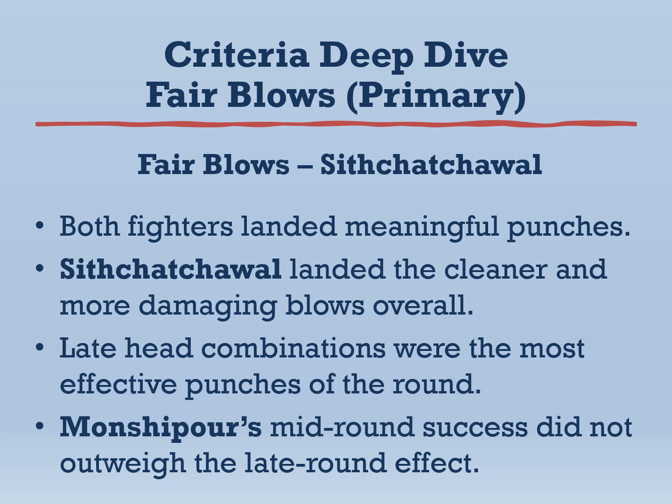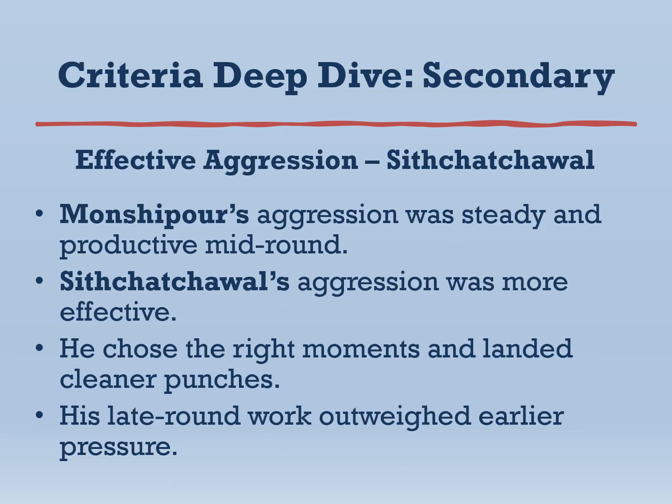Monshipour's aggression is steady and productive for part of the round, especially during the mid-round stretch. But Sithchatchawal's aggression is more effective. He fires at the right moments, lands cleaner shots, and initiates the action that ultimately ends the bout. His late round scoring is much more effective than Monshipour's earlier pressure.